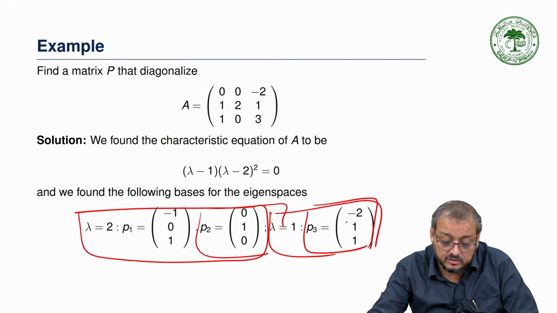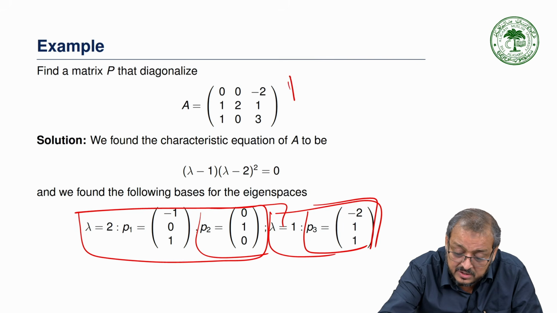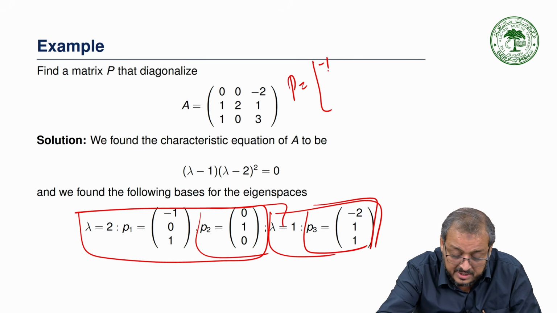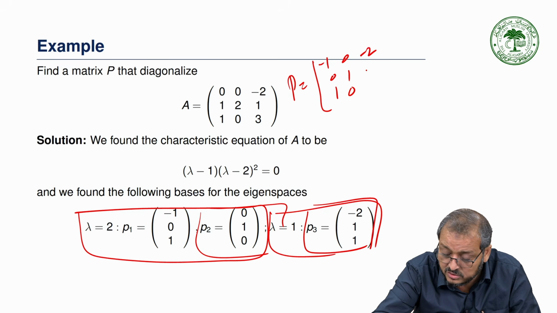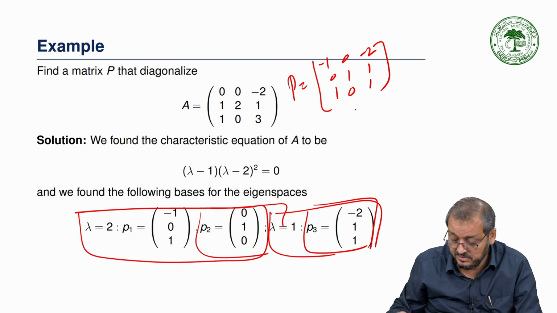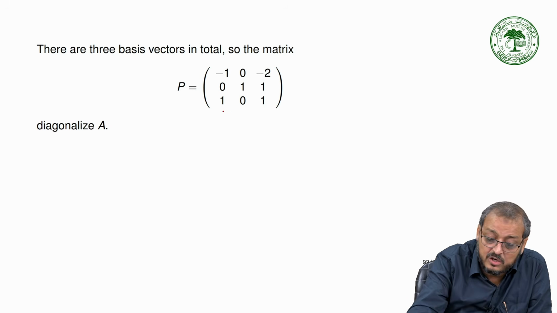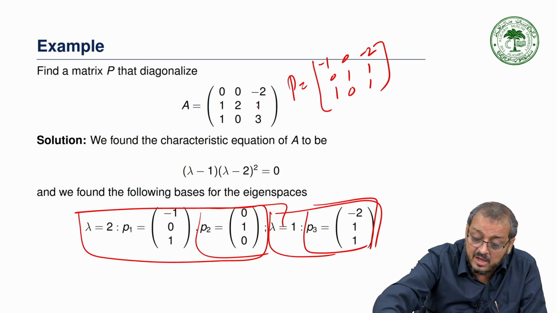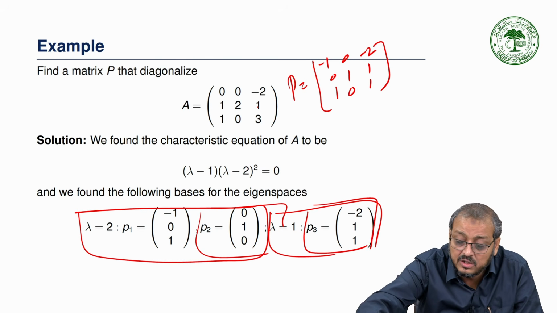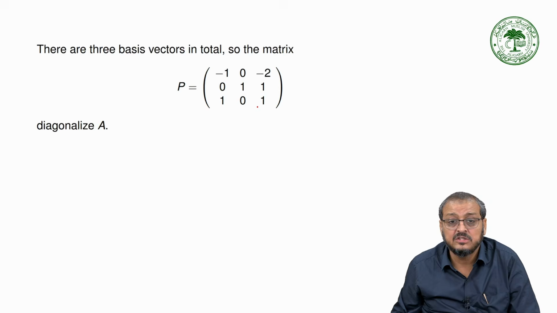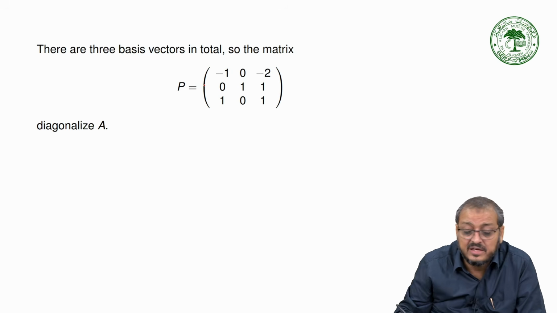So p3 is equal to this, and P is nothing but minus 1 0 1, then 0 1 0, and then minus 2 1 1. This is our P. So P is equal to this form, because we write the columns of these eigenvectors into P. So these are the eigenvectors. Now we try to diagonalize this.